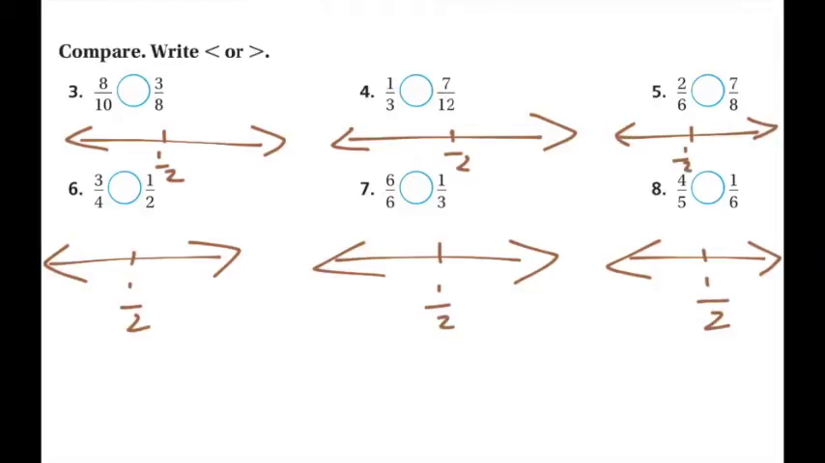All right, so thinking about this first problem, number 3, 8/10 and 3/8. So I'm thinking that 1/2 of 8/10 is the same, 1/2 of the tenths, 10 divided by 2, would be 5. So 5/10, or thinking about the eighths, half of 8 is 4, so 4/8. So 4/8 and 5/10 are equivalent to 1/2. So now I'm talking about 8/10.